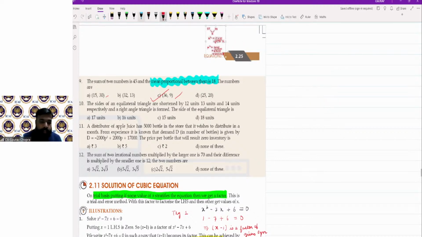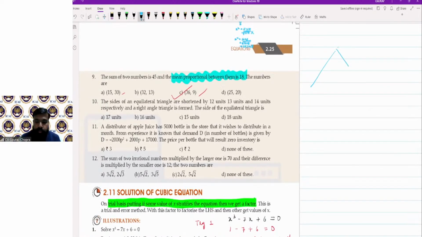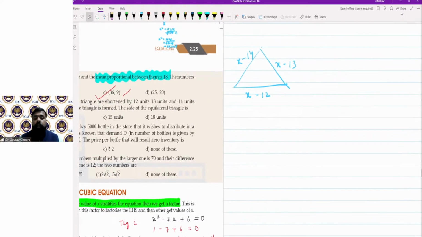So let's try this. Now what we have done, हर साइड को हमने थोड़ा सा छोटा कर दिया. If the side is x, so x minus 12, x minus 13, and the other is x minus 14. और ऐसा reduce करने से now it becomes a right angle triangle.